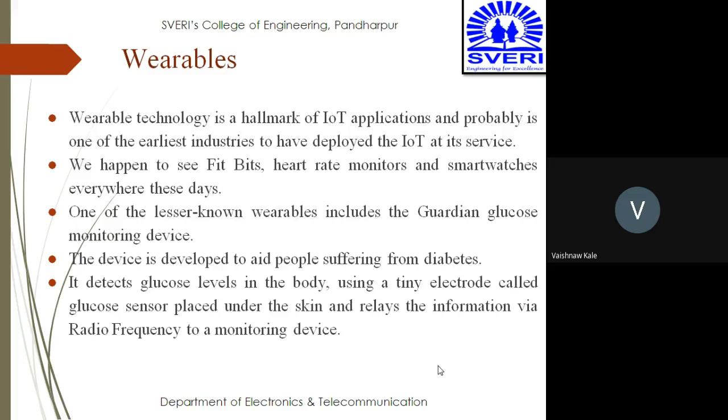The device is developed to aid people suffering from diabetes, especially for diabetes patients, also there is a special device that actually measures the sugar level, and accordingly the sugar level can be maintained by that individual person. Then it detects glucose level in the body using a tiny electrode called a glucose sensor, which is placed under the skin and relays the information via RF to the monitoring device. So glucose level in the body can be easily measured with the help of a glucose sensor under the skin, and which can be monitored.